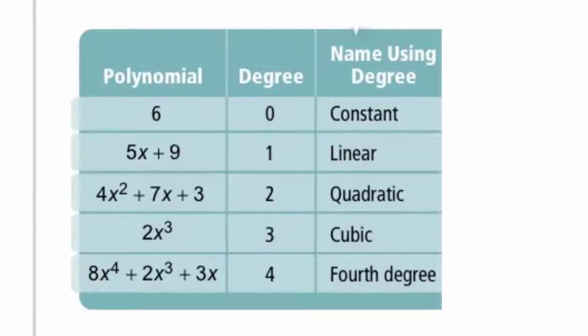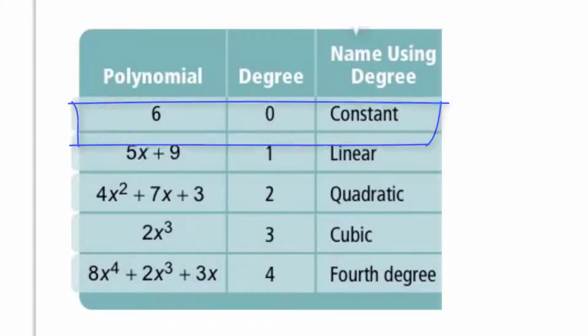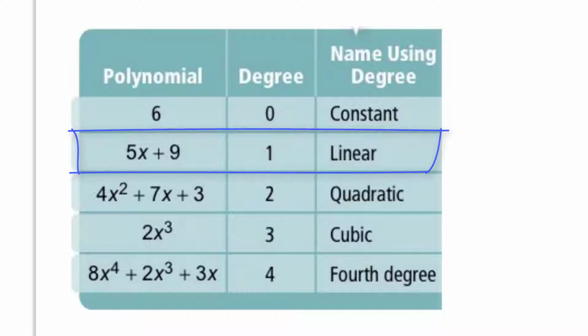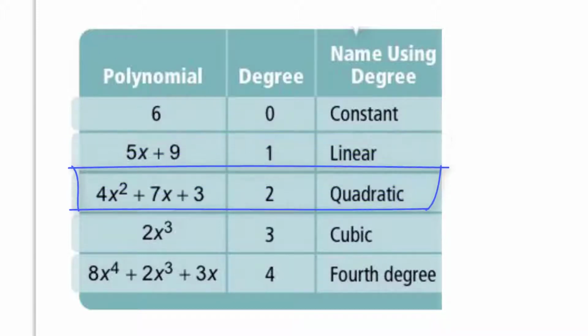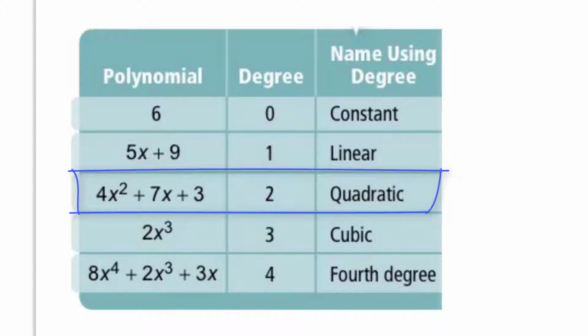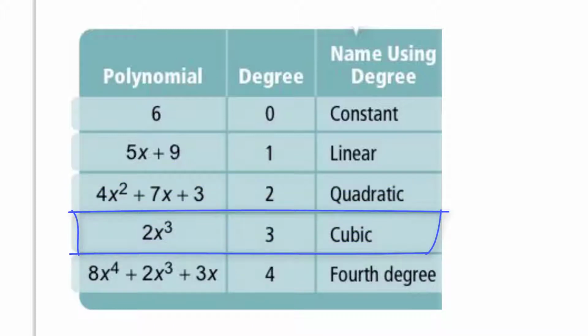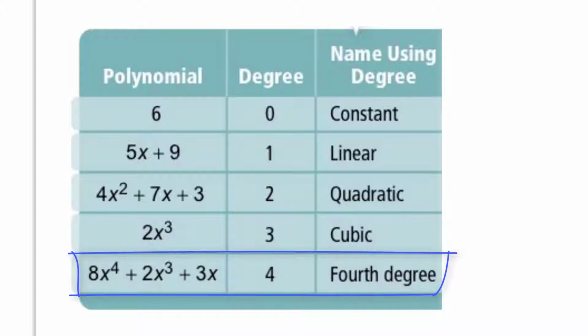A 0-degree polynomial is called a constant. A first-degree polynomial, like 5x plus 9, is linear. A second-degree polynomial, like 4x squared plus 7x plus 3, is known as a quadratic. 2x cubed has degree 3 and is known as a cubic. And 8x to the fourth power plus 2x cubed plus 3x is a fourth-degree polynomial, and we just call it a fourth-degree polynomial.